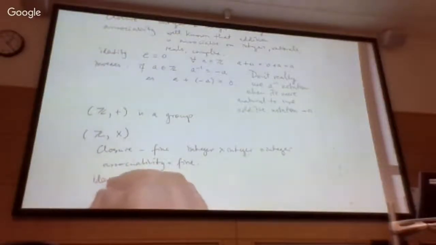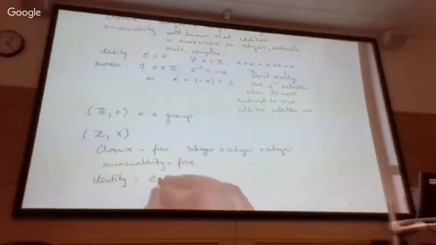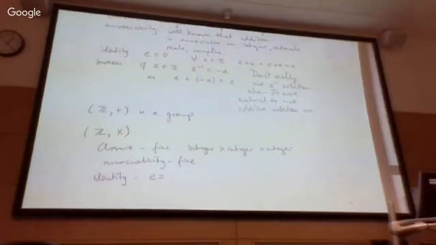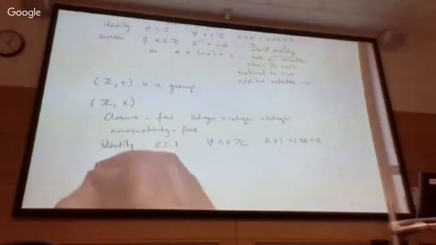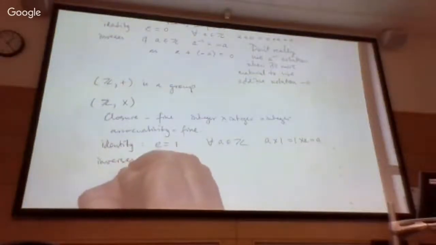An identity element, is there an identity element? One, yeah, the integer 1. Okay, because for every integer a, you multiply a by 1, it's always the same as 1 times a, that's always a. So inverses. What's the inverse of an integer a?